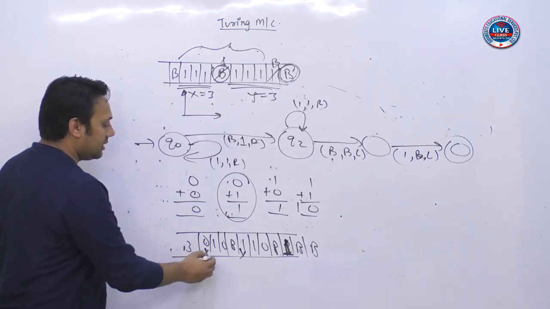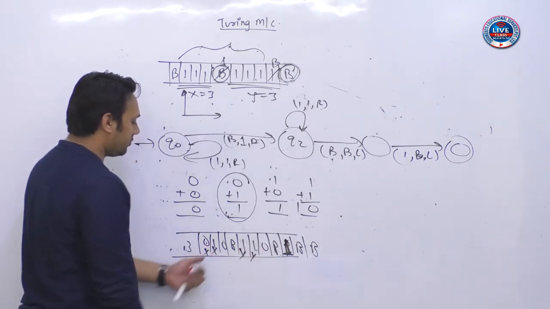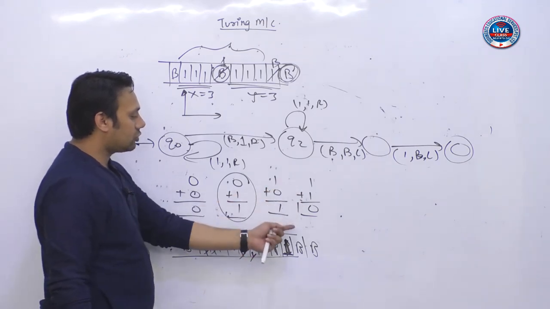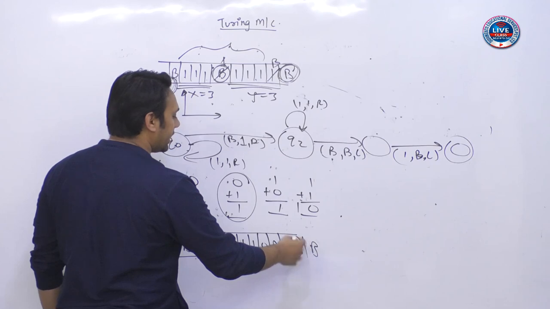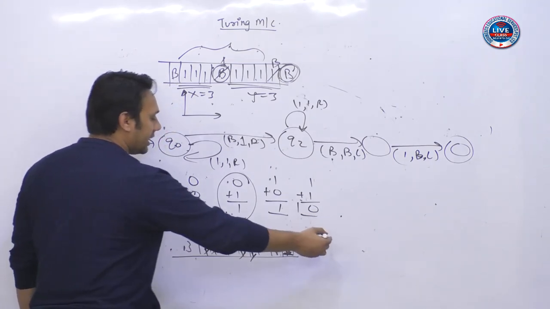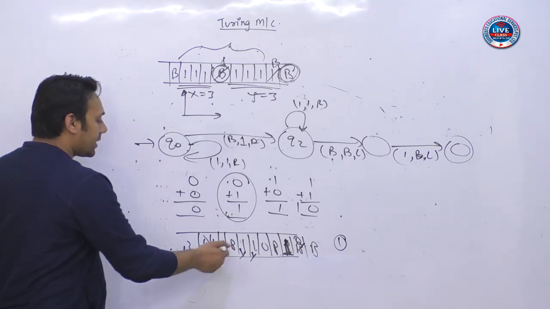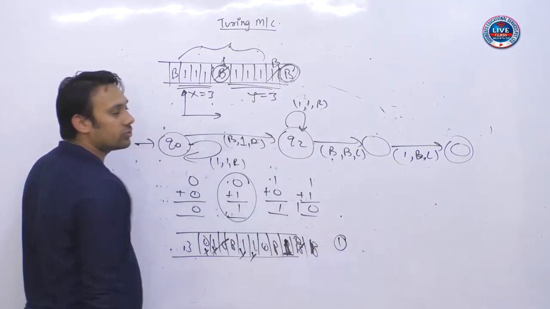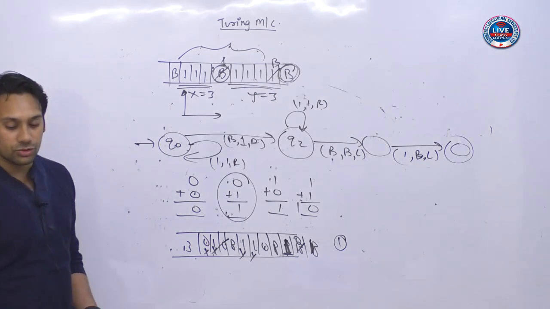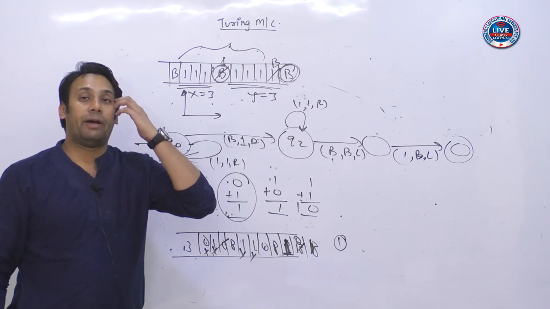Again, go to the next number, mark it as X, it was 1. Go to the next number, mark it as Y, it was 1. So 1 plus 1, the result is going to be 0 and the carry is 1. I can write the result somewhere here, and I can assume that I can store the carry somewhere. I will use this tape to store the carry. Again, come back, perform this operation on this, perform this operation on this, write the result here, and you can add the carry also. So in this way, you can also perform binary addition.